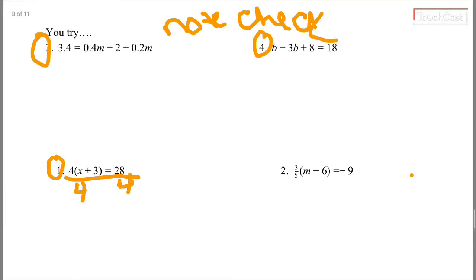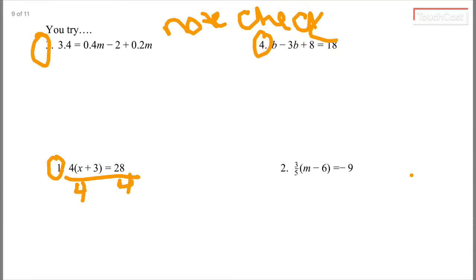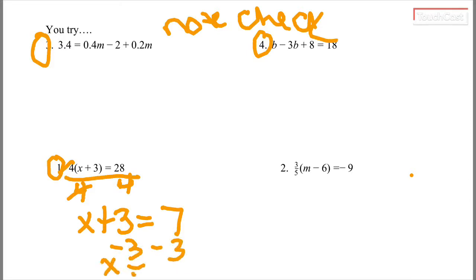Okay, sorry that keeps doing that. All right, so if I divide both sides by 4, these cross out, and I'm left with x plus 3 equals, 28 divided by 4 is 7. Subtract 3 from both sides, x equals 10. Turns into a nice one-step equation.